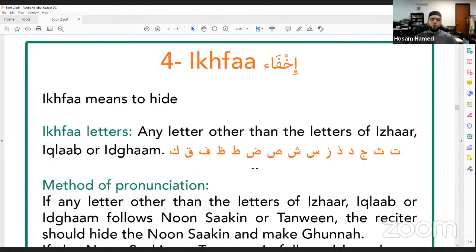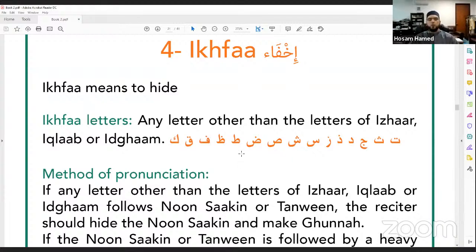So Al-Imam Al-Jazari, rahmatullahi alayhi, put these 15 letters in his poem, of course, in these verses: صف ذا ثنا كم جاد شخص قد سما، دم طيبا زد في تقى ضع ظالما. So the first letter of each word is a letter of ikhfa.